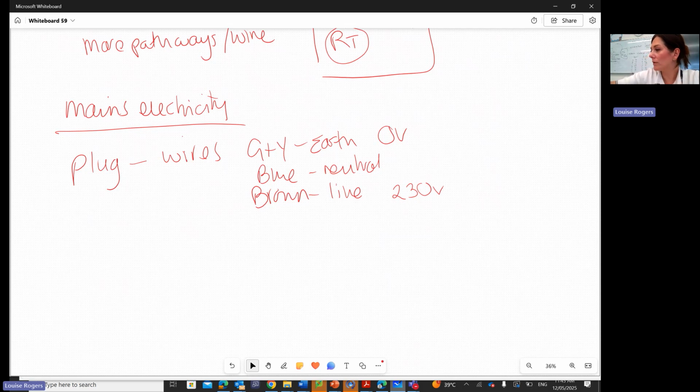What else have we got? We've got wires in the plug. We've got the 230 volts, which is what goes into your home from the power station, and that is also at 50 hertz. That's the frequency at which it comes in.